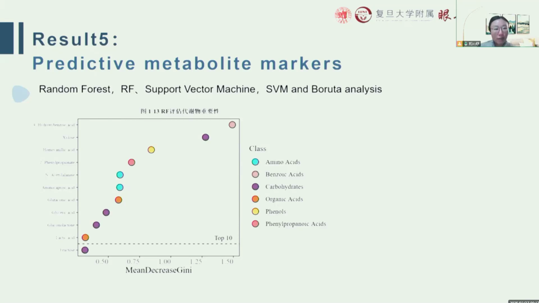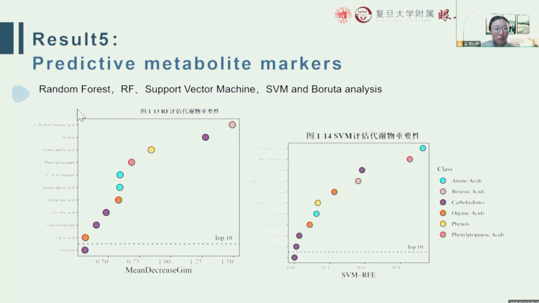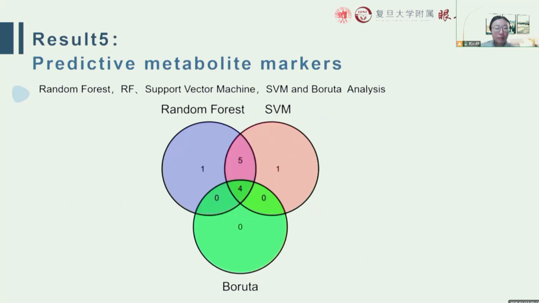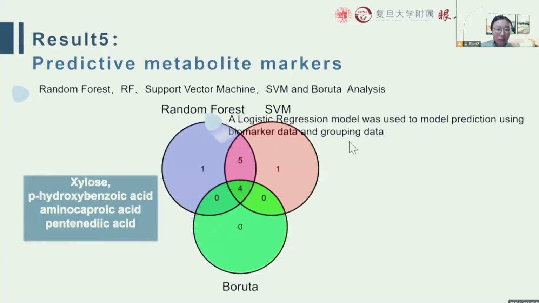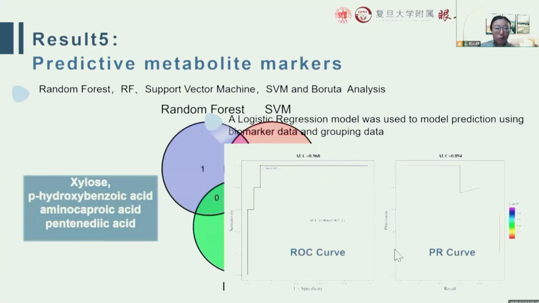So we conducted several machine learning strategies, which are random forest, support vector machine, and Boruta analysis. Surprisingly, there are 4 metabolites in common among these 3 machine learning strategies. So these 4 metabolites can be markers with predictive meaning. We also conducted a logistic regression model to predict, showing the ROC curve and PR curve.